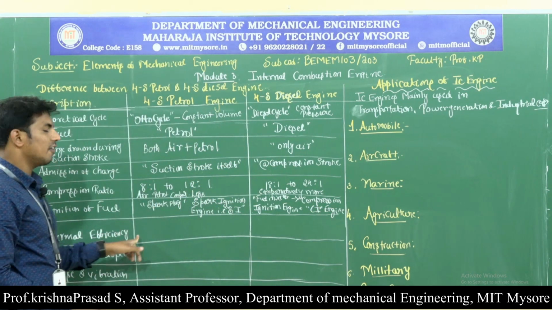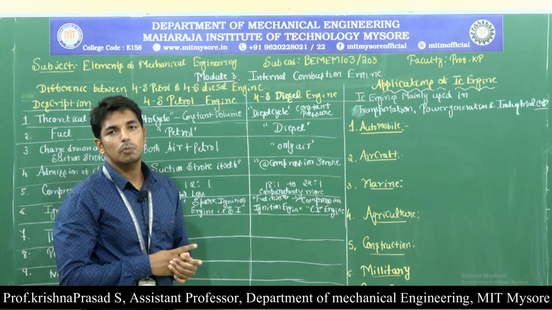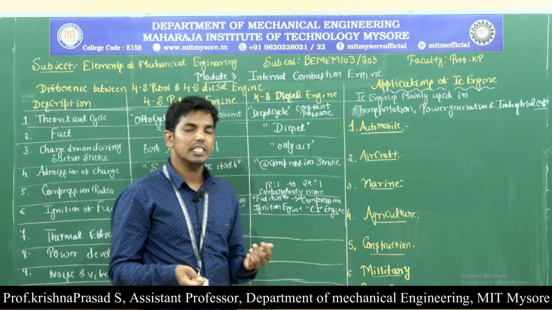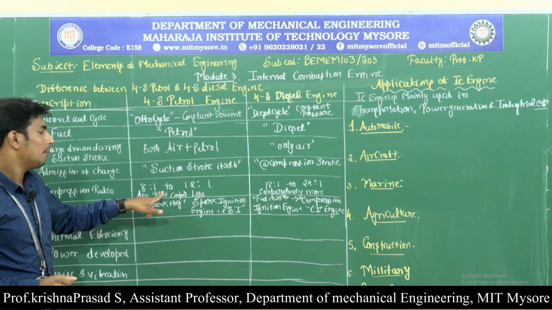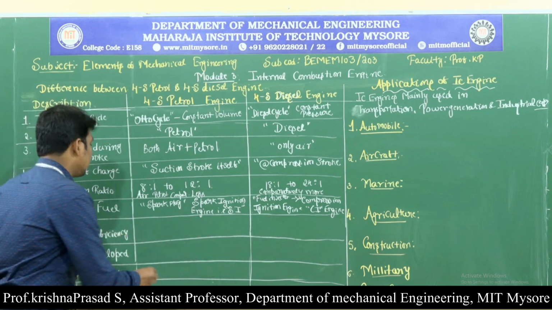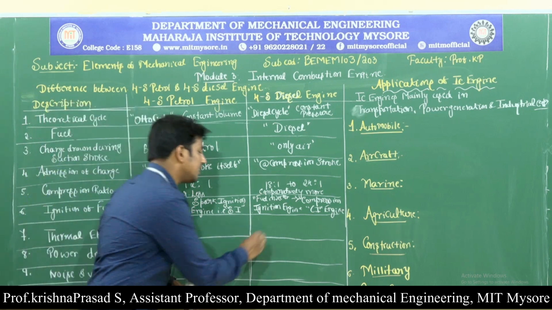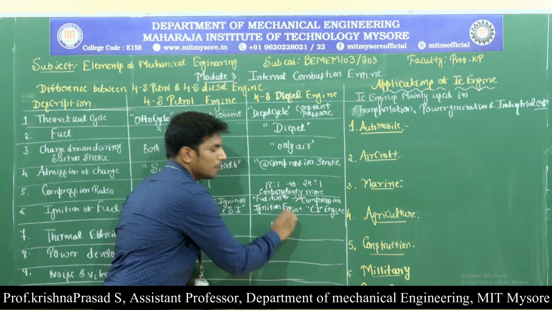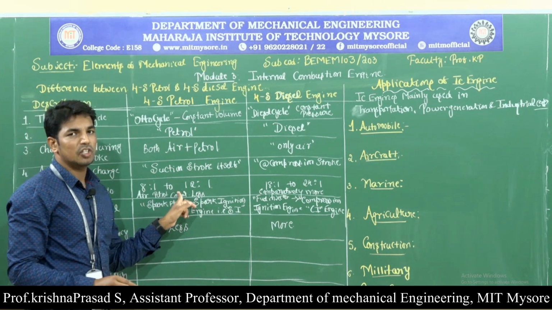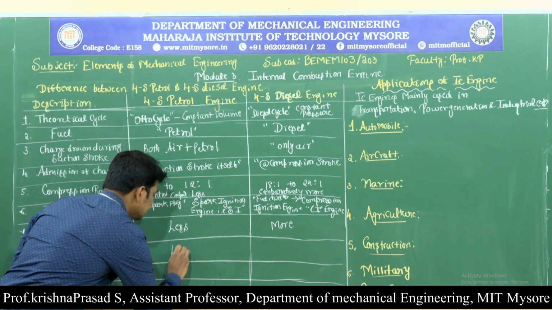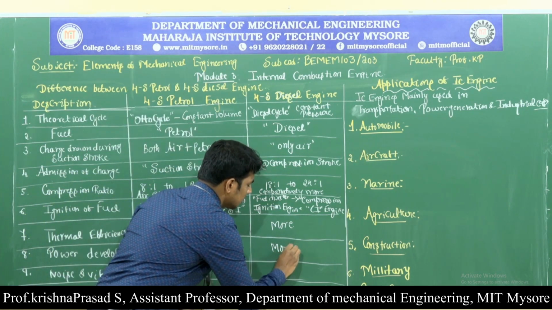Next one, thermal efficiency. Efficiency is nothing but how much fuel is consumed in order to develop a particular amount of heat energy; that is called thermal efficiency. If the compression ratio of the petrol engine is less, then thermal efficiency is also less compared to the diesel engine. Next, power developed. Because of the less compression ratio, the power developed is also less in the petrol engine compared to the diesel engine.